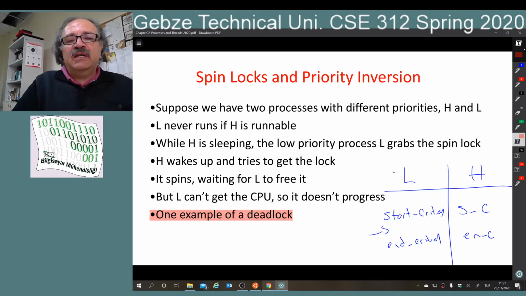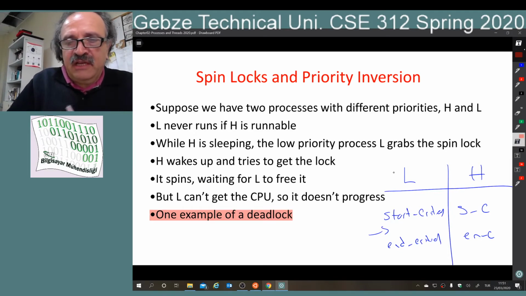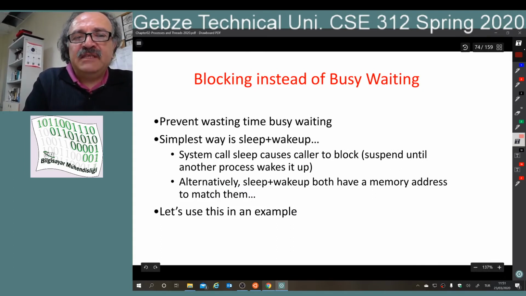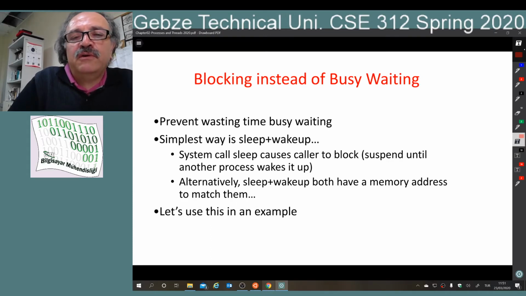Okay, so let's try to find a way to eliminate the spin locks. The simplest way is sleep and wake up. We need system calls. Instead of going to the top of the loop, you tell the operating system that I will go to sleep until this lock is ready, until I can get the lock.